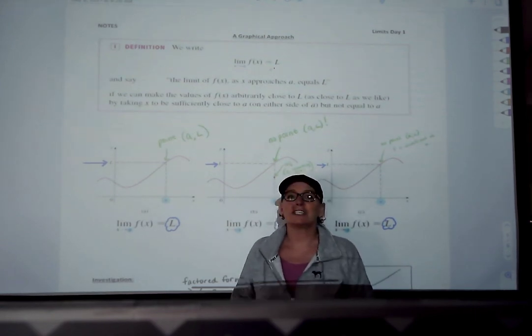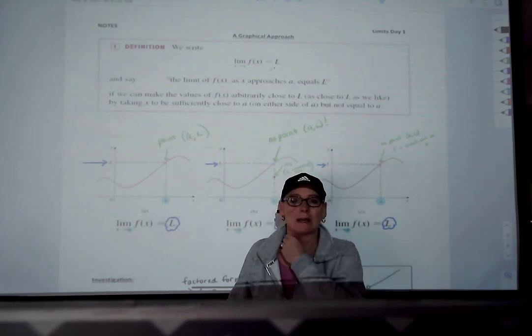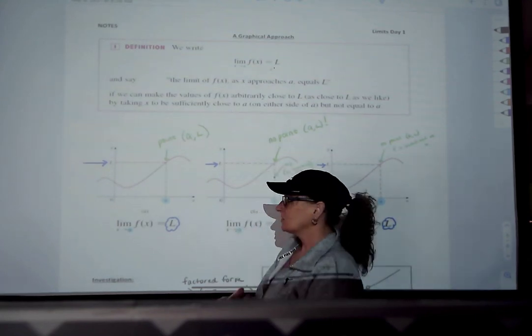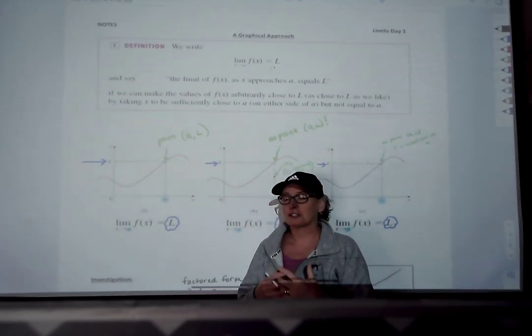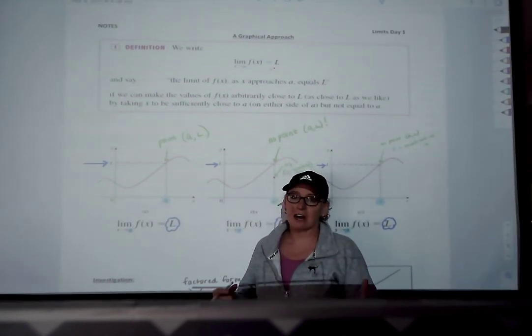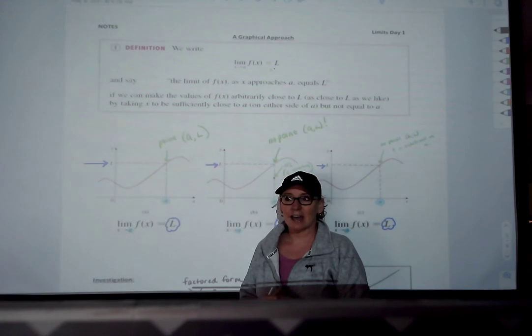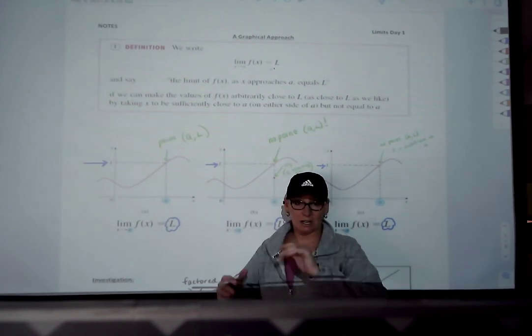The foundation of calculus, what it's all based on, is limits. So we want to make sure that you get a good foundation in limits. You understand what they are, how to find them, things like that for going on to higher level math.